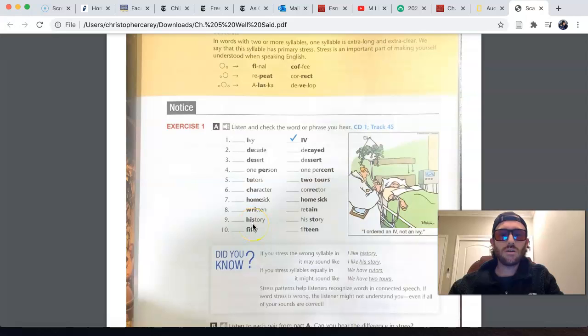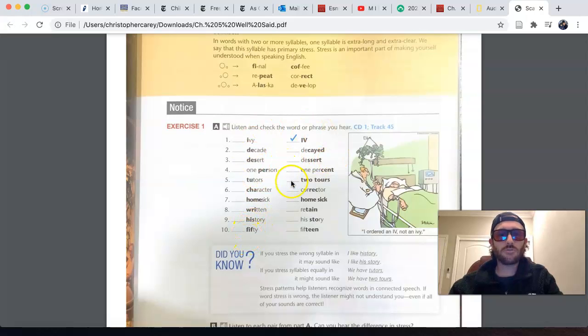History or his story? History, his story. Number 9 was his story. And then number 10, the classic example of numbers, 50 or 15. The correct answer for number 10 was 50.